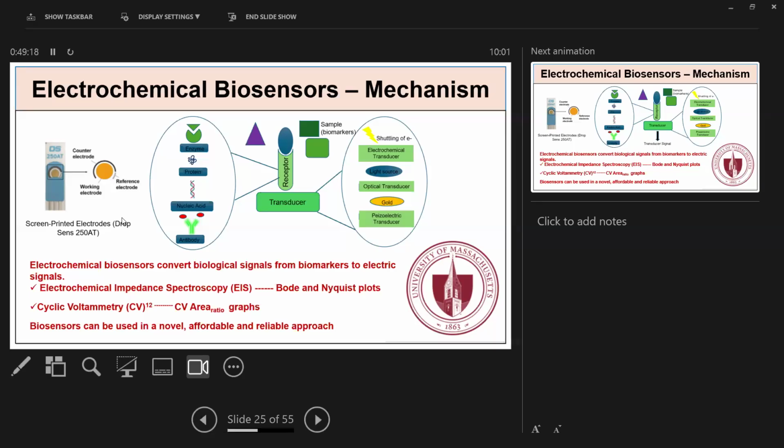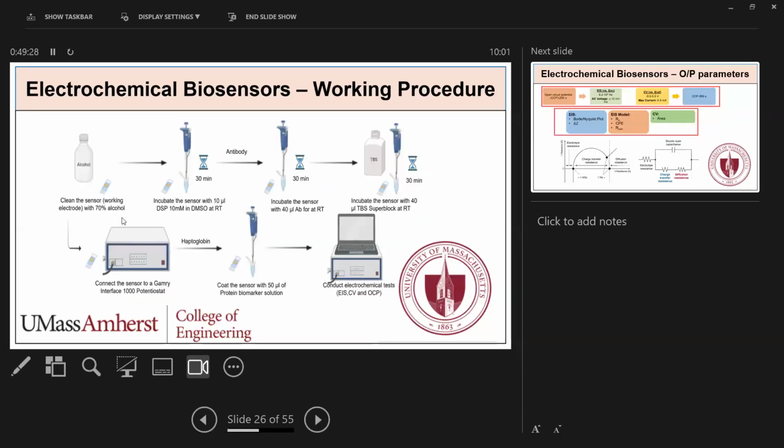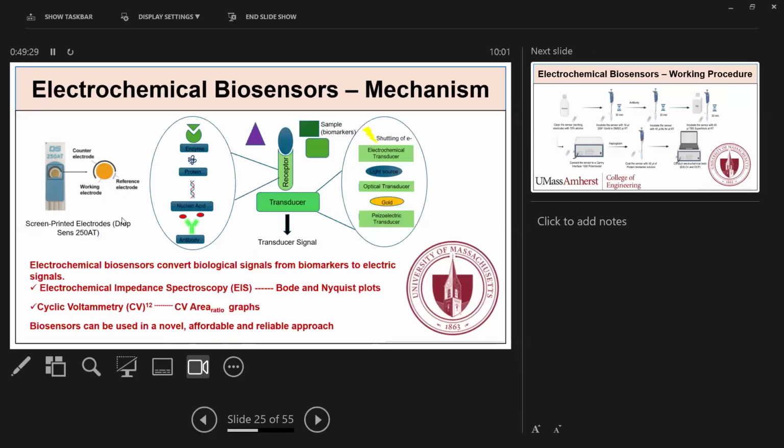That is an optical biosensor, not electrochemical. And then the gold piezoelectric transducer. So using all these different types, it produces the signal. The output parameters will be, as I mentioned, since we are focused on the electrochemical, EIS, electrochemical impedance spectroscopy, it's nothing but the charge transfer resistance between the electrode and the analyte.